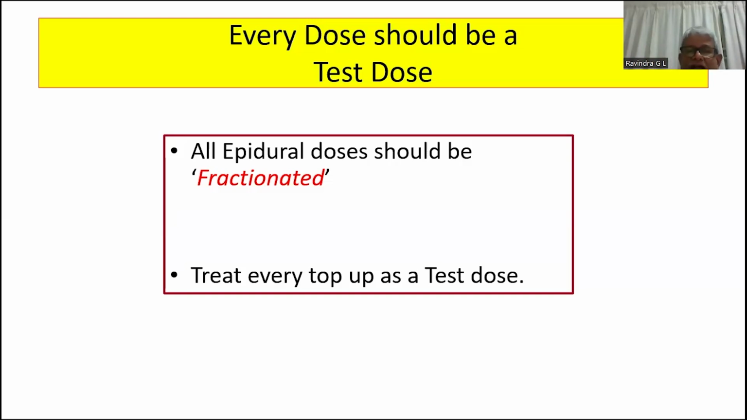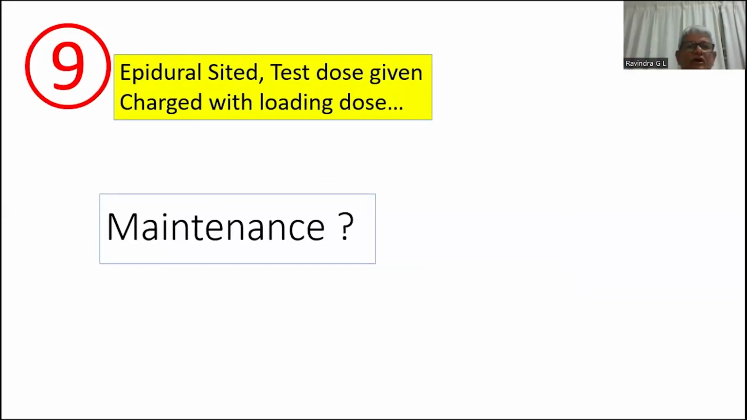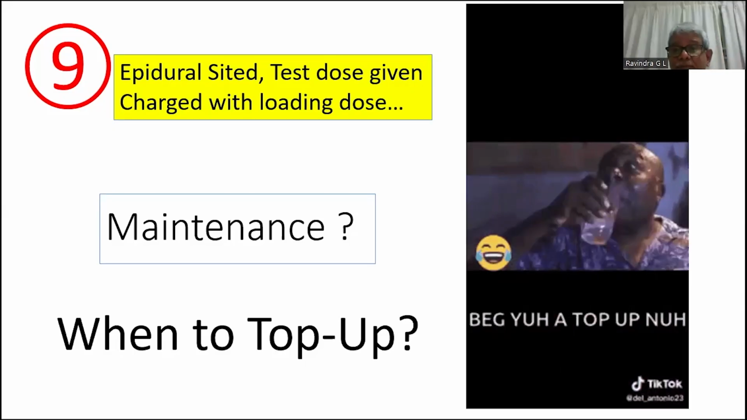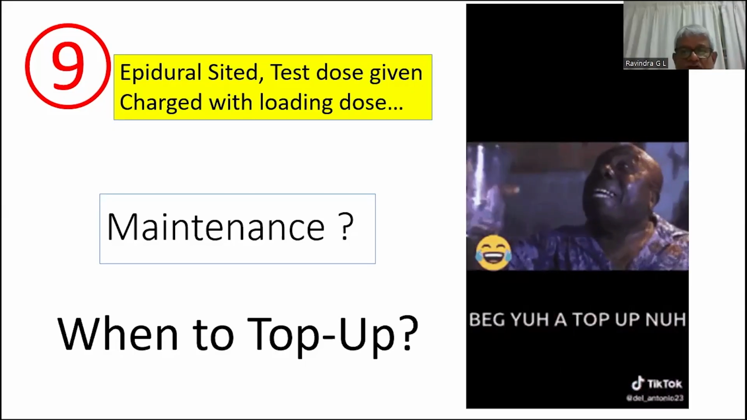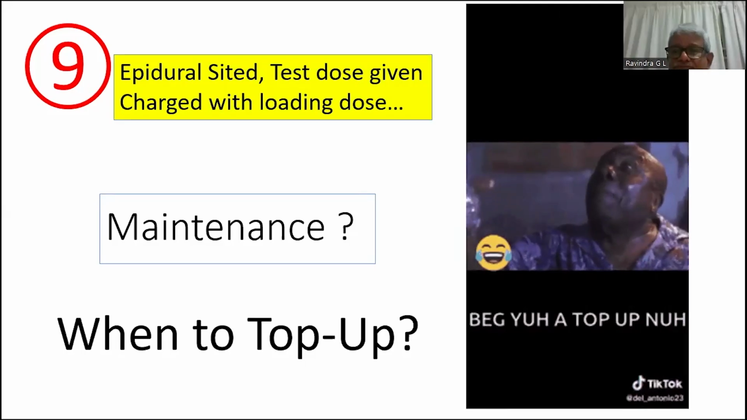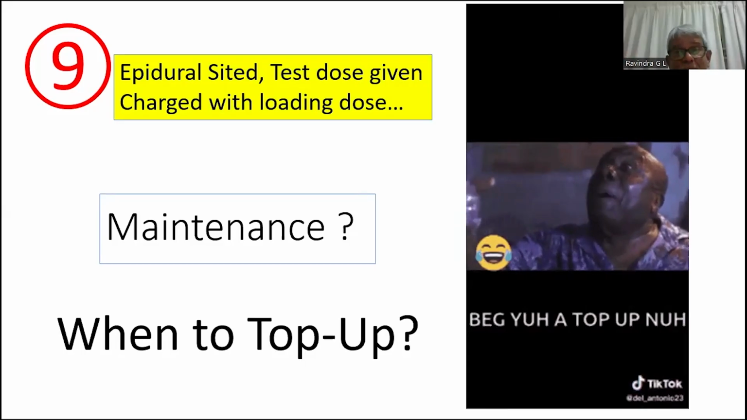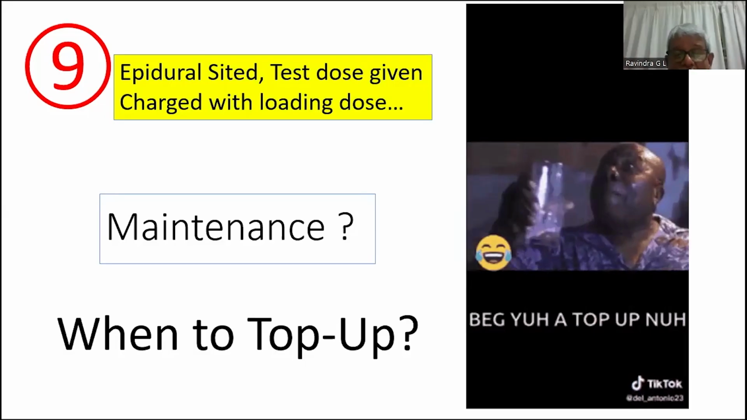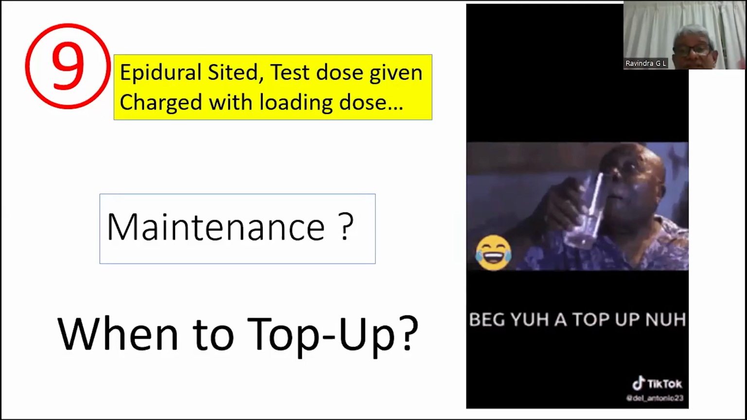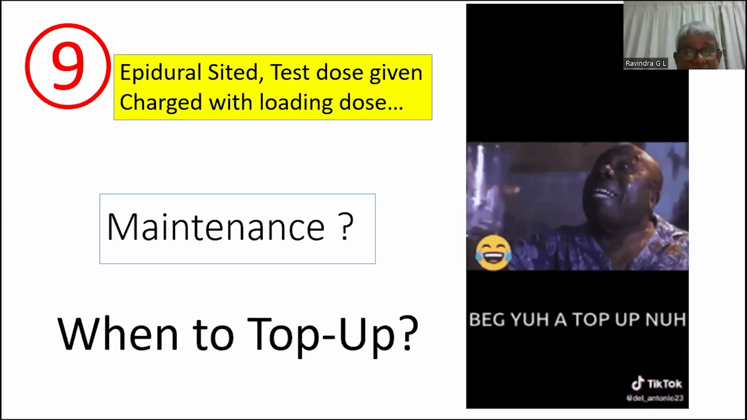So what is advocated is to treat every top-up as a test dose. Now you place the epidural, you've given a test dose, you've given the first dose of the epidural. The dose I have already mentioned, charged with the loading dose. Now what is the top-up? When to top up? You started, the first peg is on, you're doing well, the second peg, and when to take the third one to maintain a good level of the block. So this is about the maintenance.